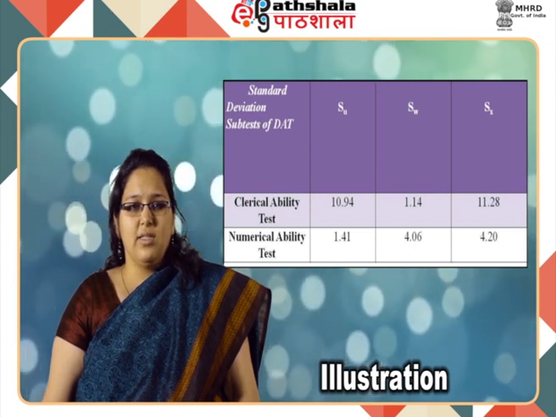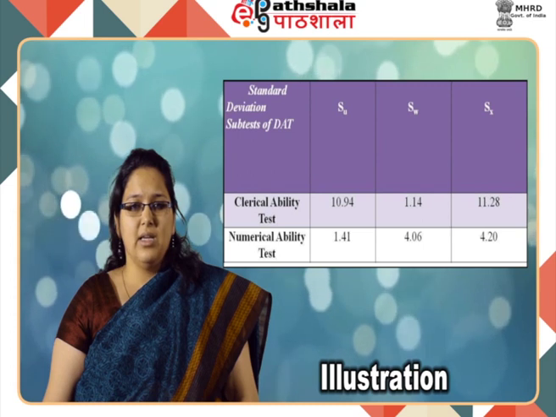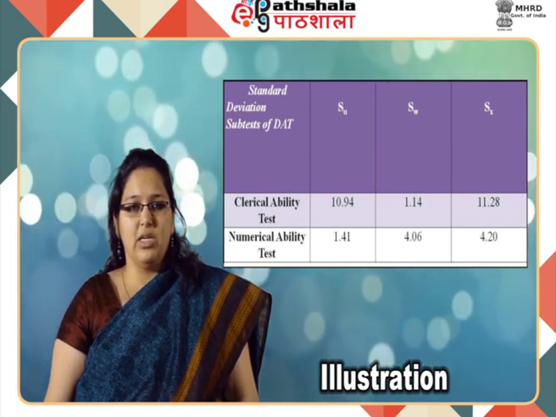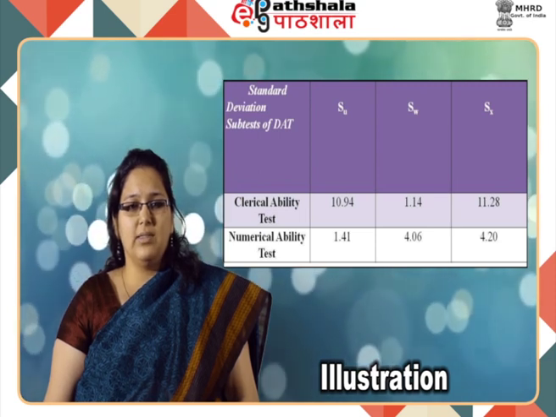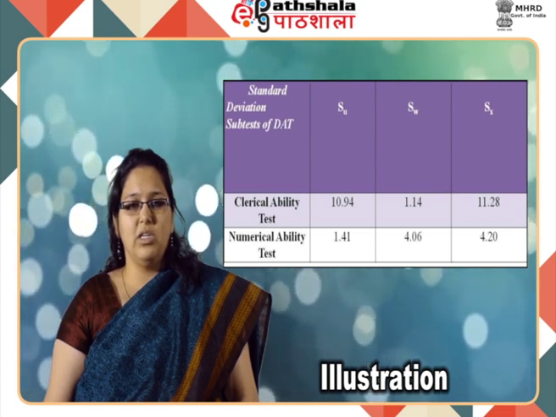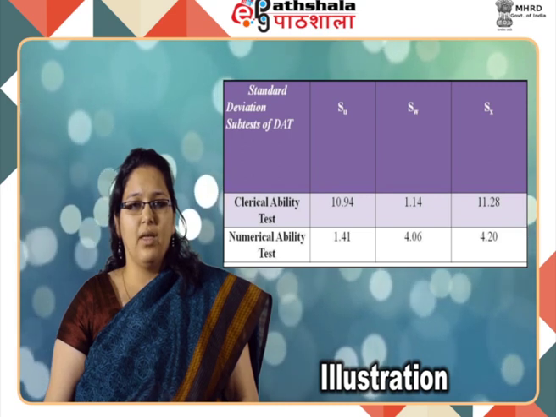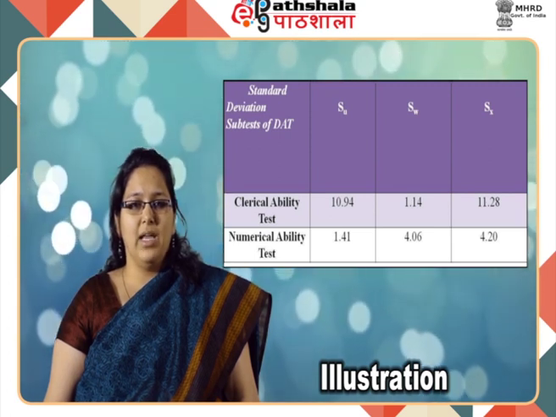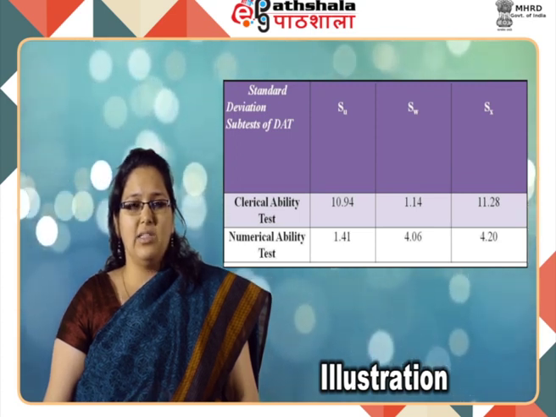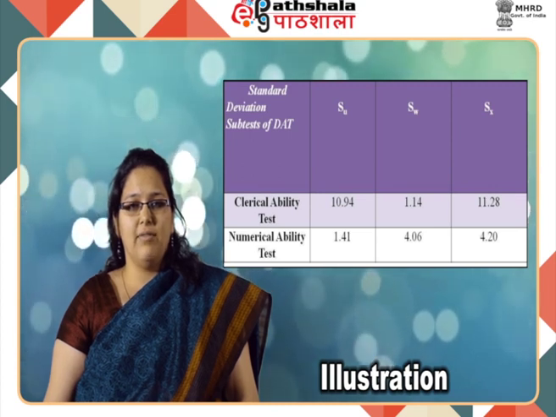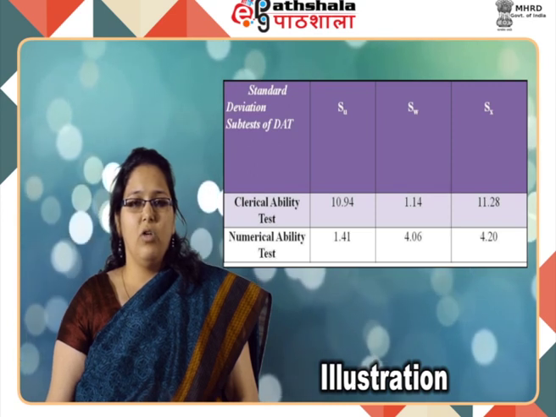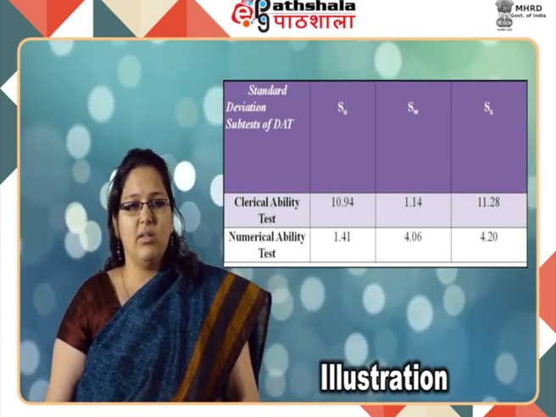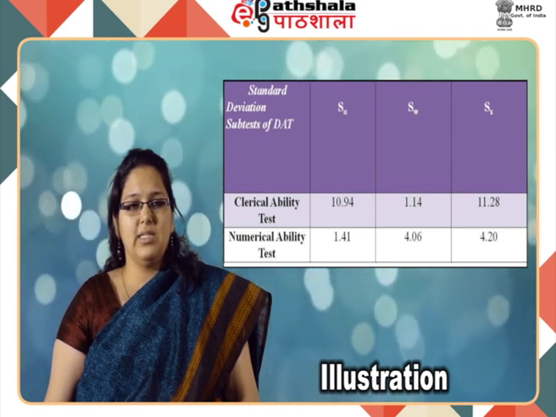The standard deviations of the subtests of DAT for the clerical ability test: SU is 10.94, SW is 1.14, and SX is 11.28. For the numerical ability subtest, SU is 1.41, SW is 4.06, and SX is 4.20. Therefore, for the clerical ability test, SW by SX is equal to 1.14 by 11.28, which is equal to 0.11. SU by SX is equal to 10.94 divided by 11.28, which is 0.97. Therefore, SU by SX is greater than SW by SX, which means 0.97 is greater than 0.11. Thus, the clerical ability test is a speed test.